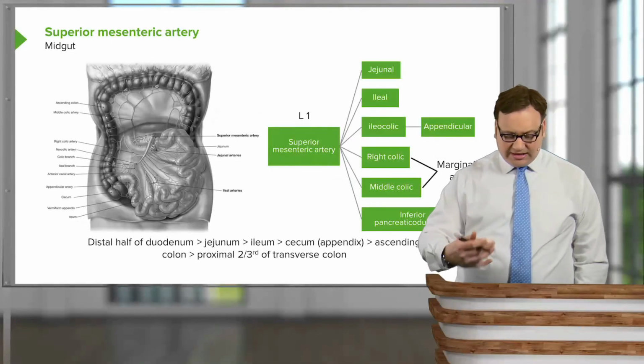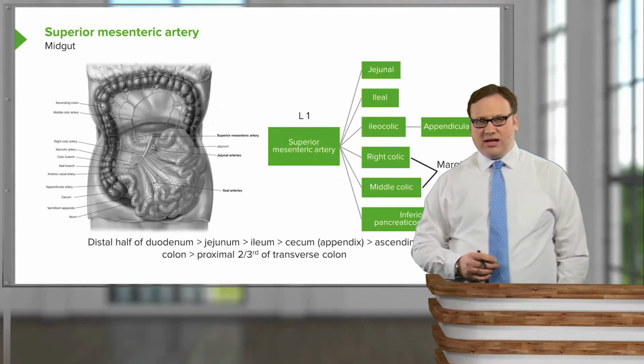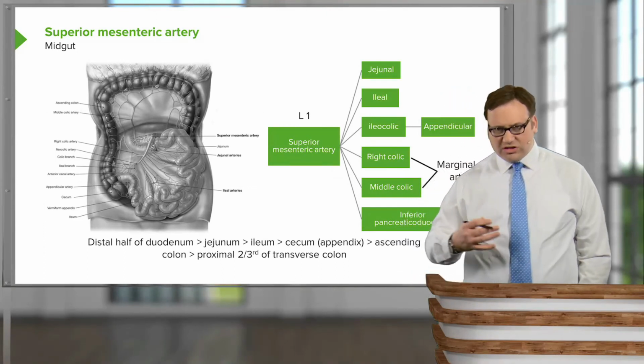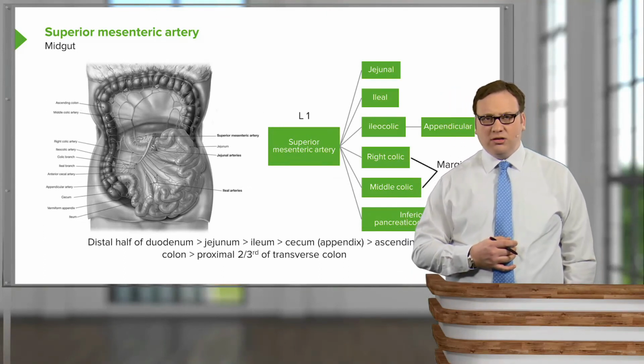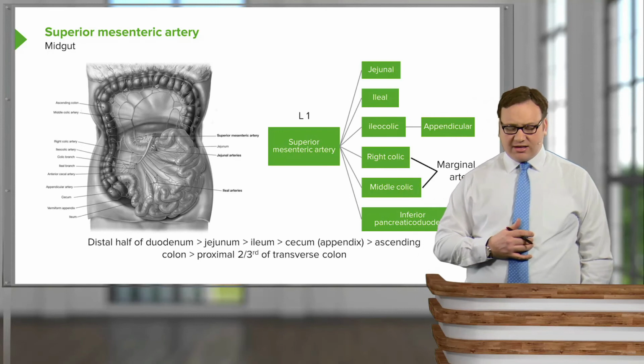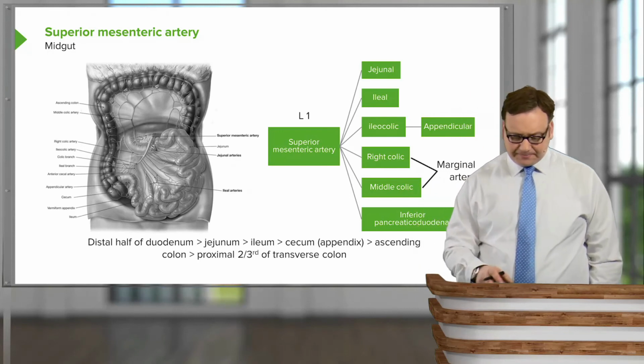So the midgut, extending from the distal half of the duodenum to the proximal two thirds of the transverse colon, that stretch of the GI tract is supplied by the superior mesenteric artery.